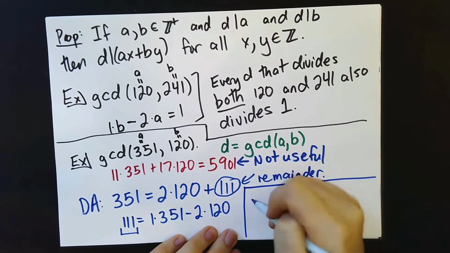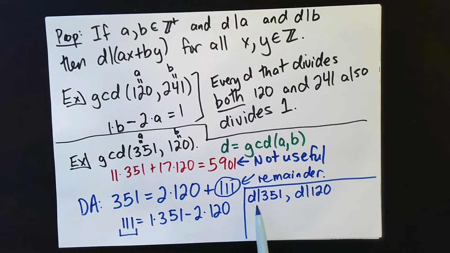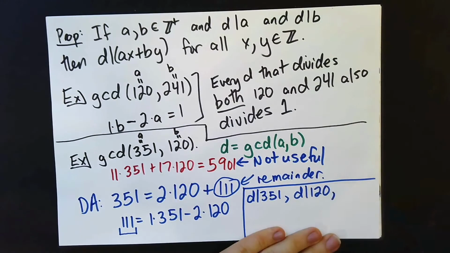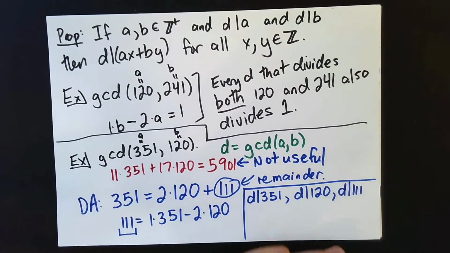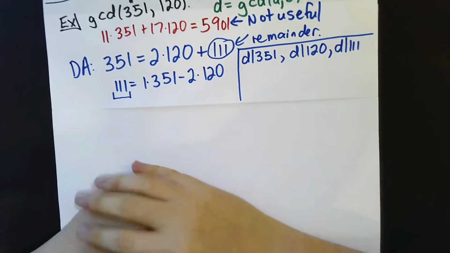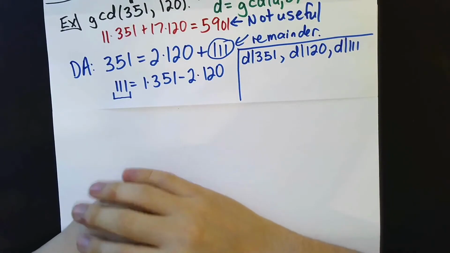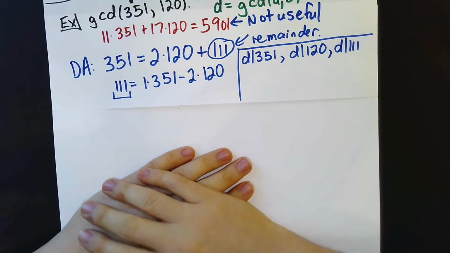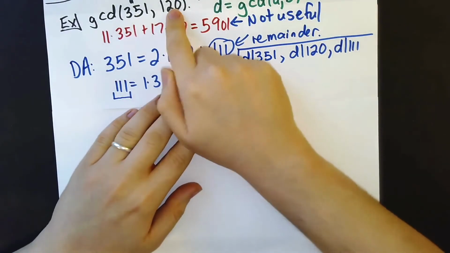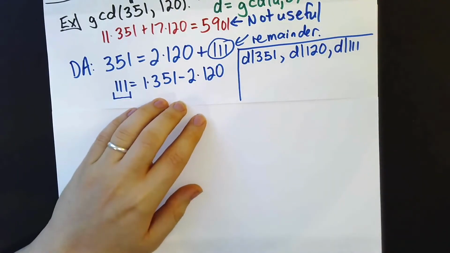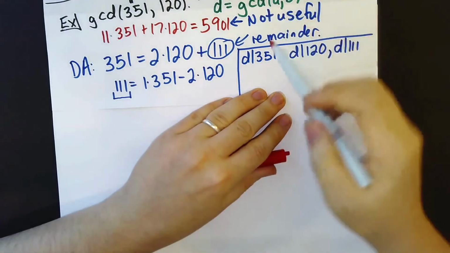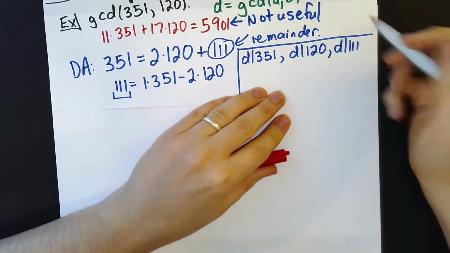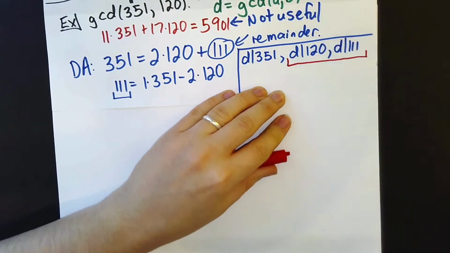So if you think about it, we started with these two facts. The GCD divides 351, and the GCD divides 120. And now we have a new fact. The GCD also divides 111. So what do we do from there? Well, we've made the problem a little bit better, because 111 is smaller than either of these two numbers. But actually, we can use the same logic that we just used, but instead of applying it to 351 and 120, we can now apply it to 120 and 111.